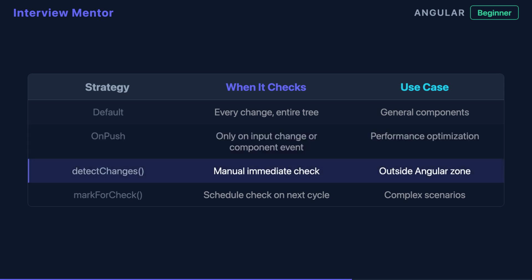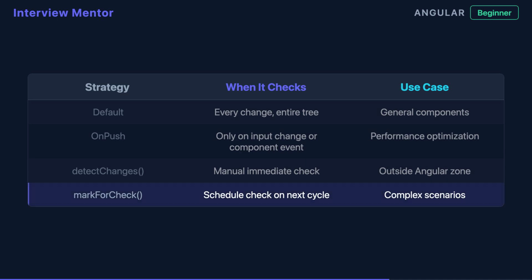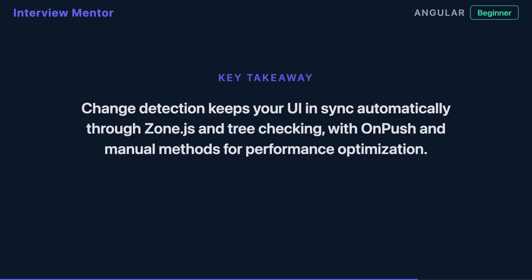For even finer control, you can manually trigger change detection using detectChanges to run a check immediately, or markForCheck to schedule a check on the next cycle. These manual methods are useful when working outside Angular's zone or optimizing complex scenarios. Change detection keeps your UI in sync automatically through Zone.js and tree checking, with OnPush and manual methods for performance optimization.